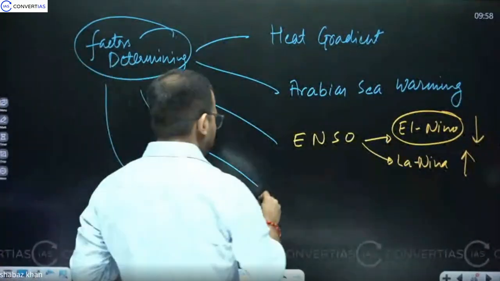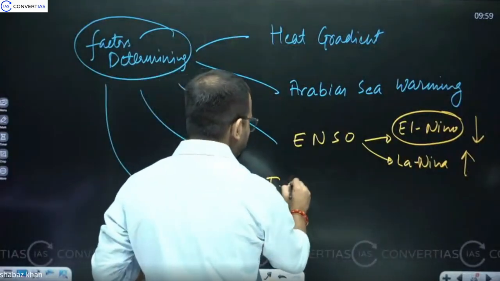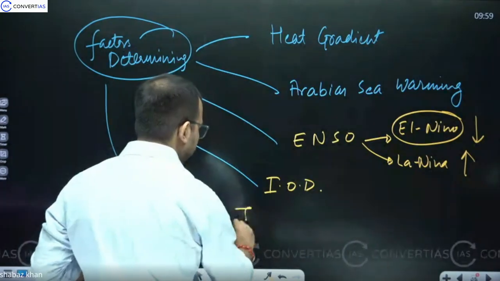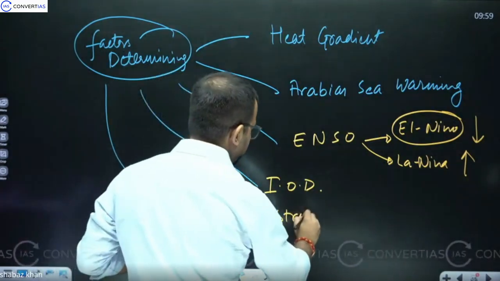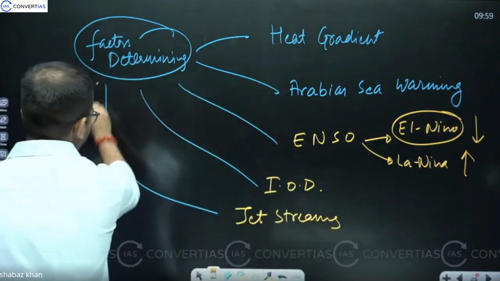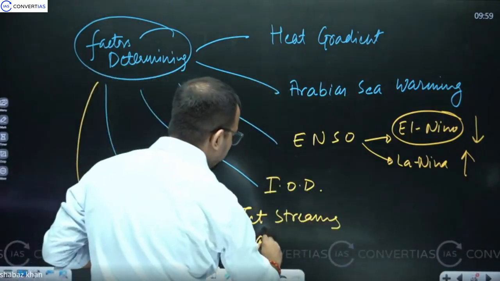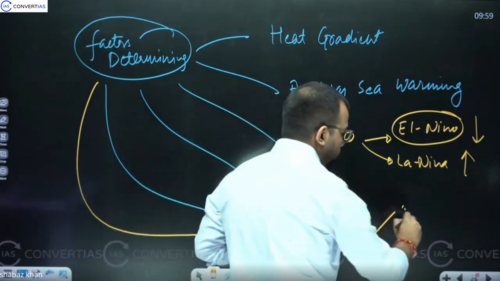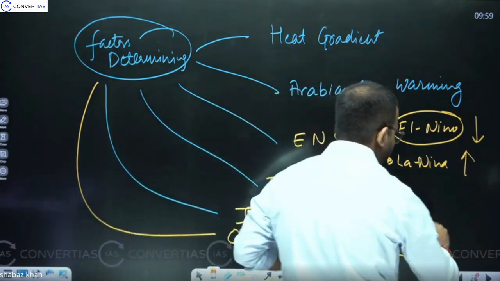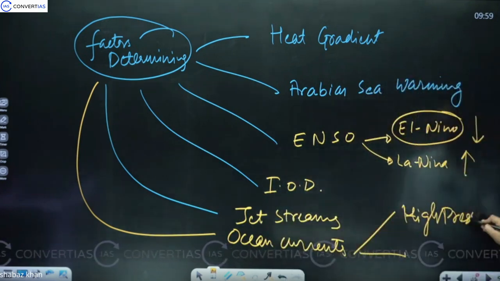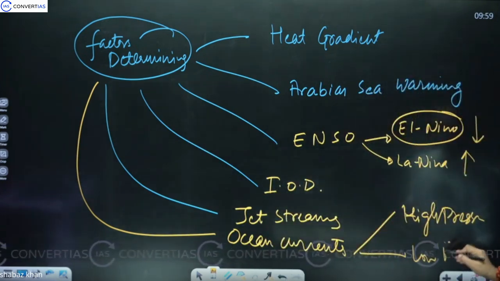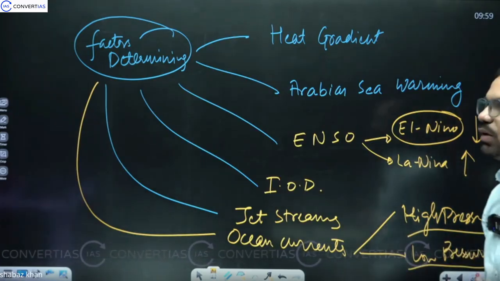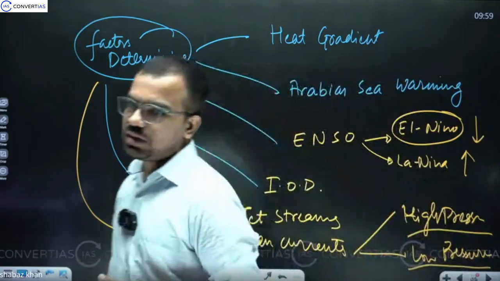Now, the Indian Ocean dipole is one such reason. Ocean currents and jet streams are also important reasons. Ocean currents are going to play an important part in deciding the low pressure or high pressure. In the ocean part, they are a very important factor in deciding the low pressure and high pressure.